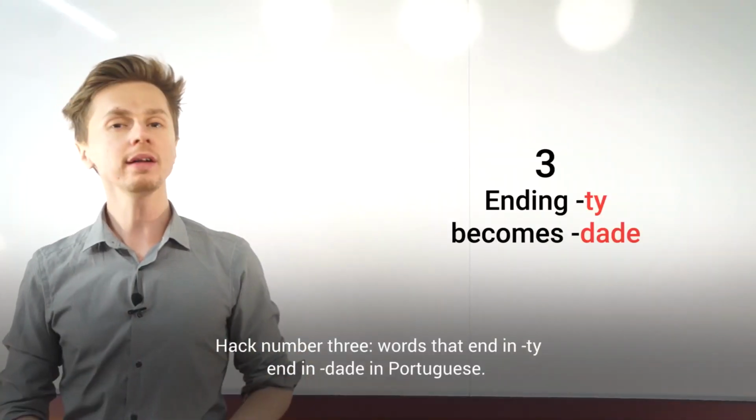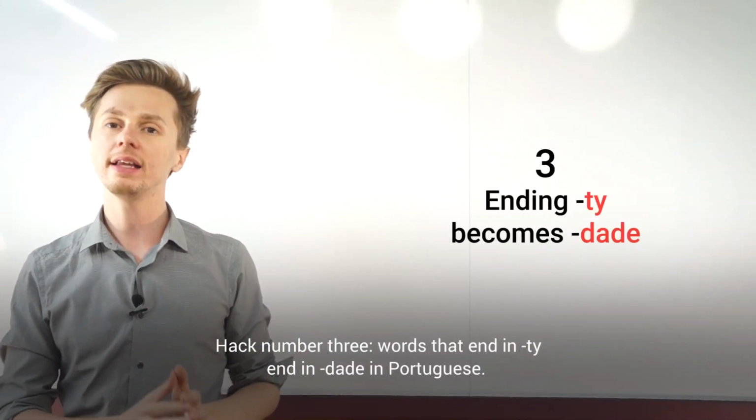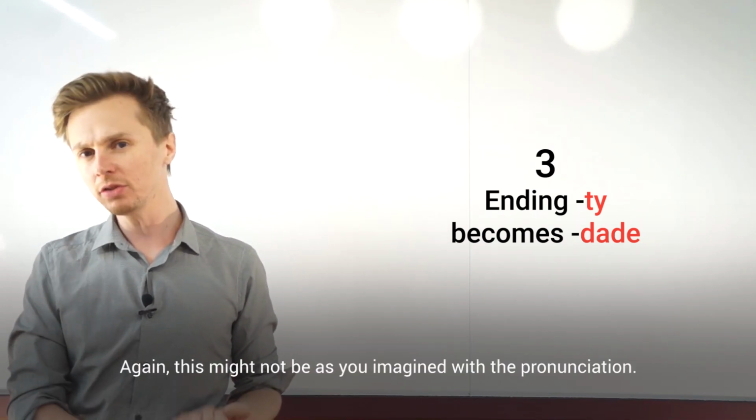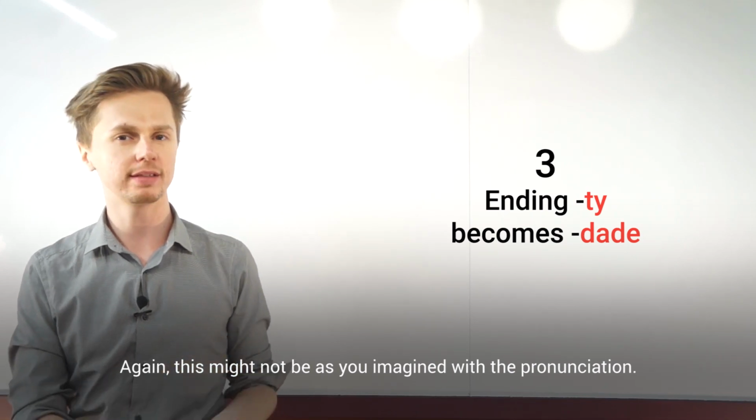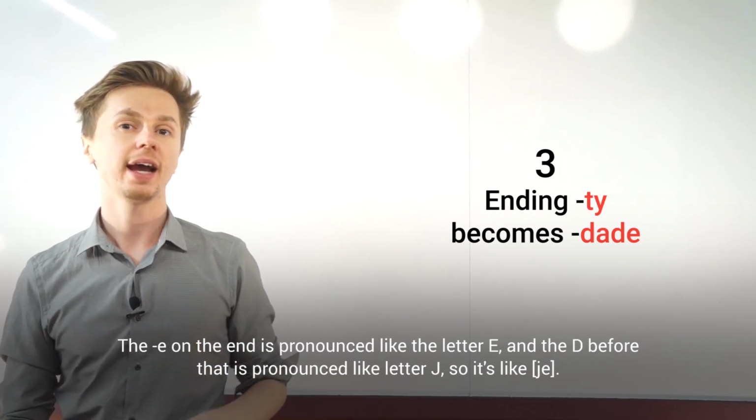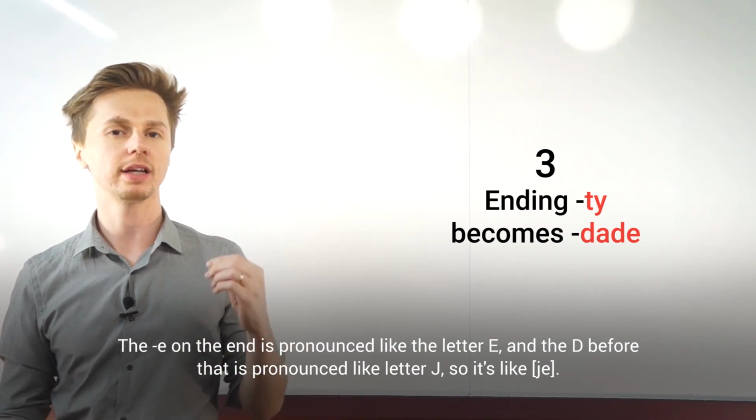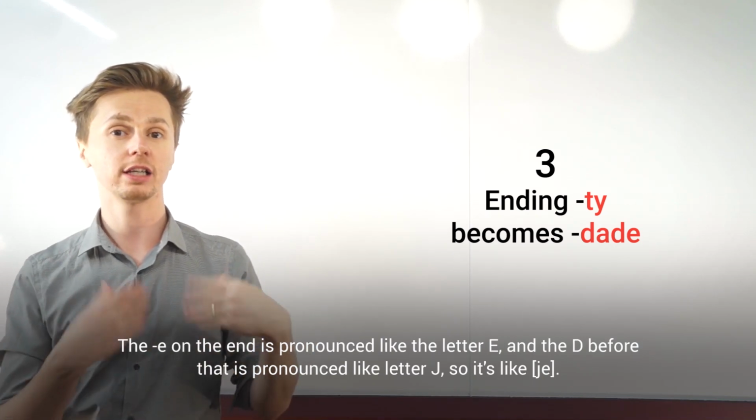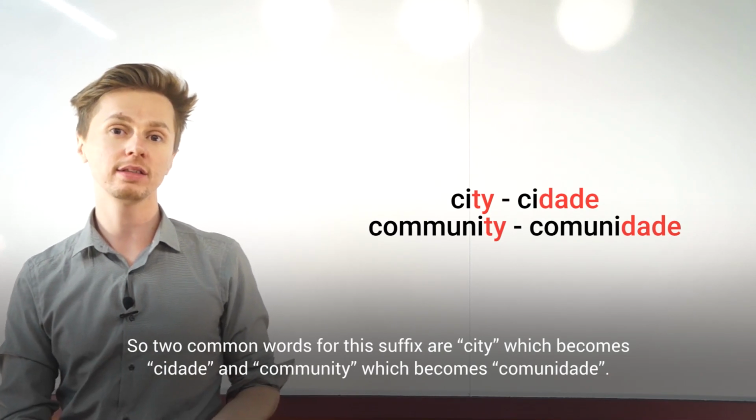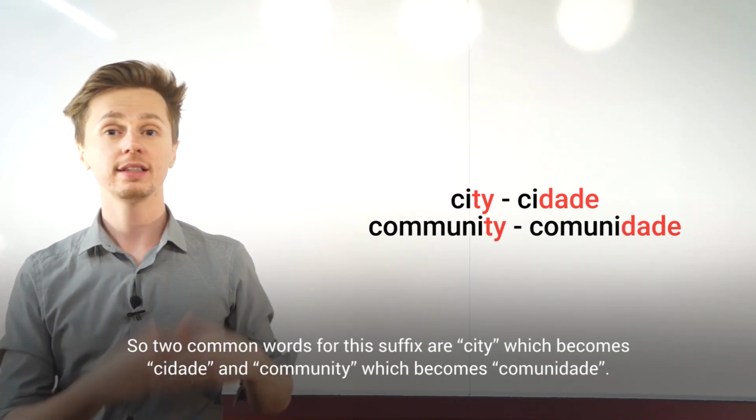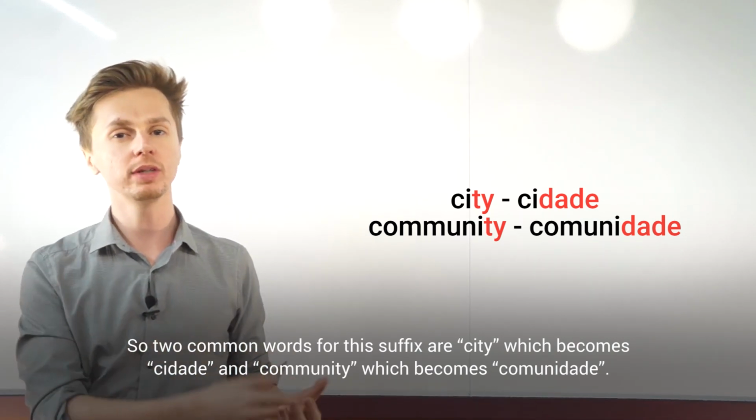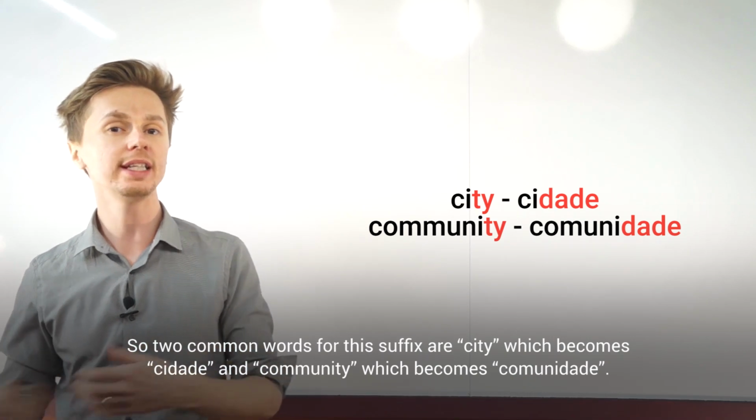Hack number 3, words that end in TY end in DADE in Portuguese. Again, this might not be as you imagine with the pronunciation. The E on the end is pronounced like the letter E, and the D before that is pronounced like the letter J. So it's like "daji". So 2 common words for this suffix are city, which becomes cidade, and community, which becomes comunidade.